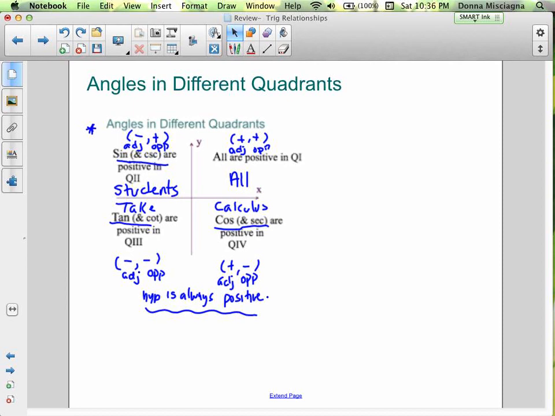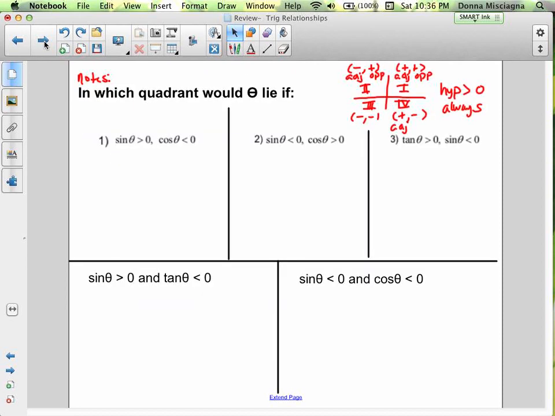So now we're going to use that information to help us figure out which quadrant theta would lie in. We have two pieces of information, all right? We have some information about two different functions, and we're going to figure out where they overlap.